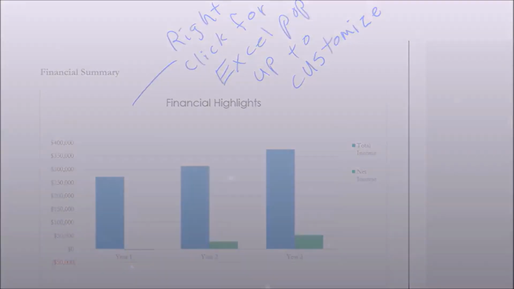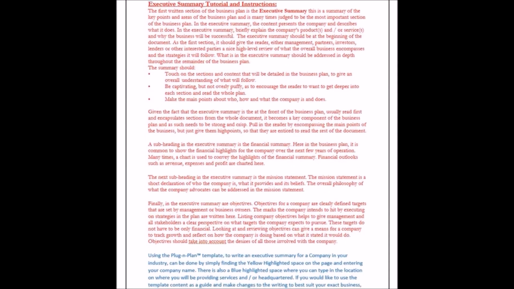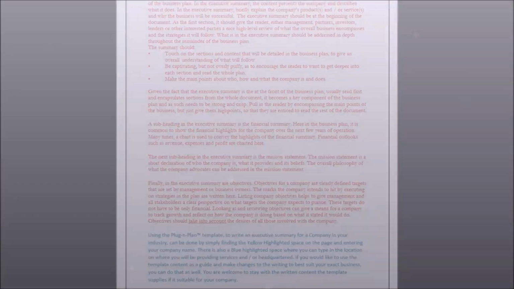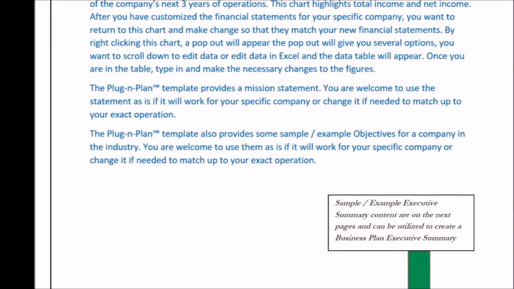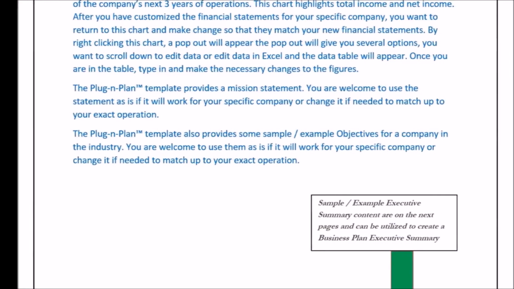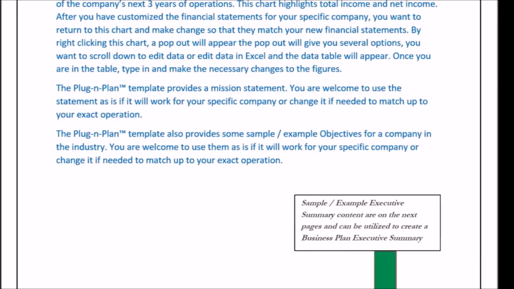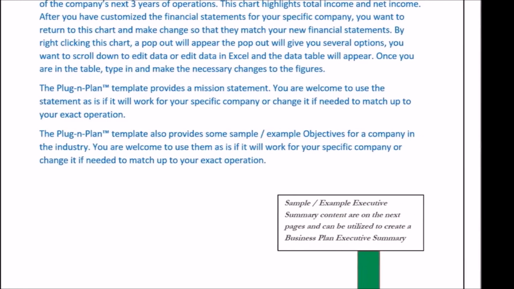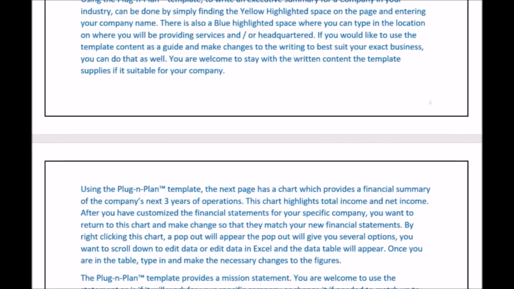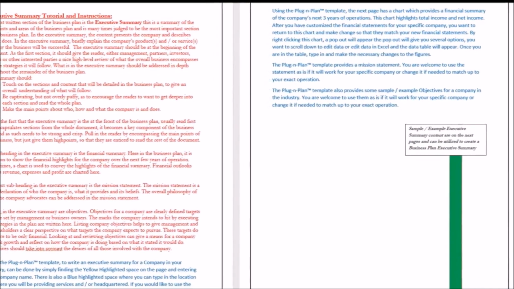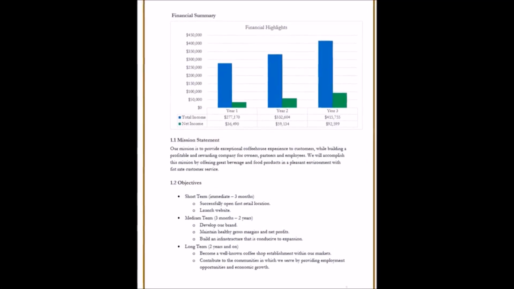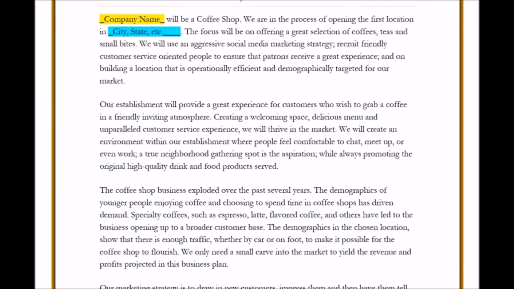In the Executive Summary, the content presents the company and describes what it does. Briefly explain the company's products and/or services, and why the business will be successful. The Executive Summary should be at the beginning of the document. As the first section, it should give the reader, either management, partners, investors, lenders, or other interested parties, a nice high-level review of what the overall business encompasses and the strategies it will follow.